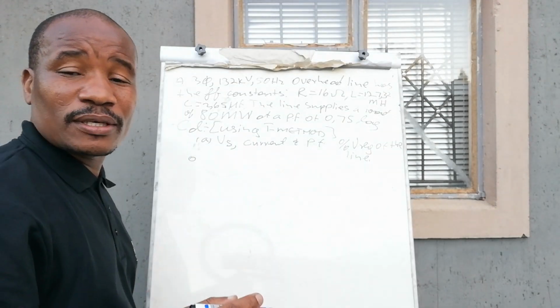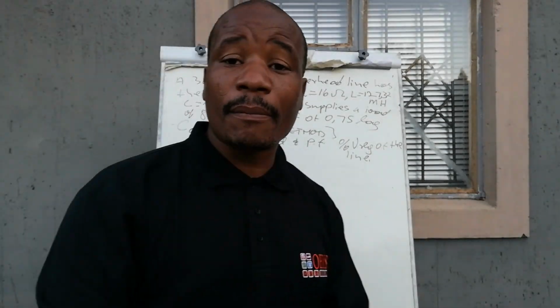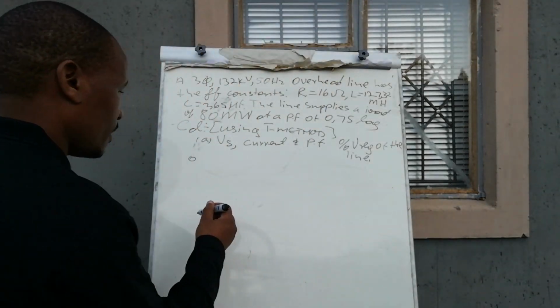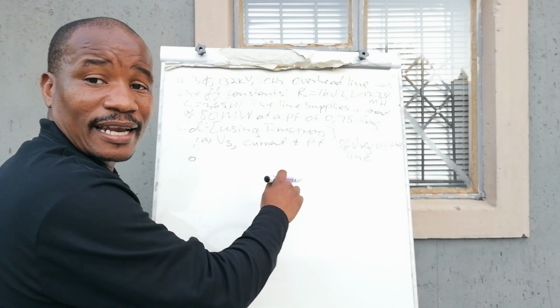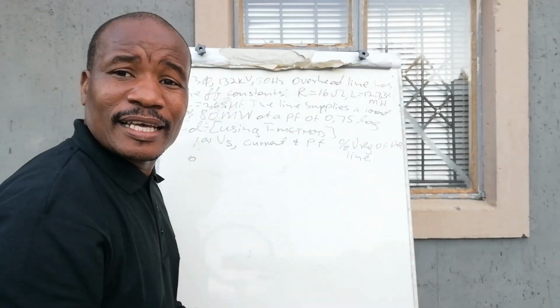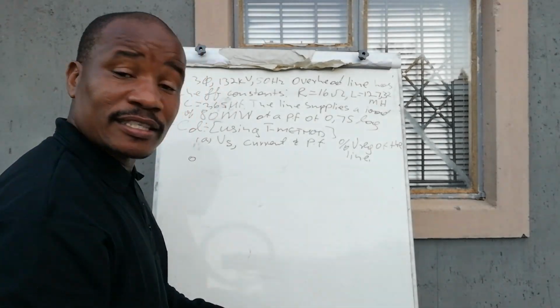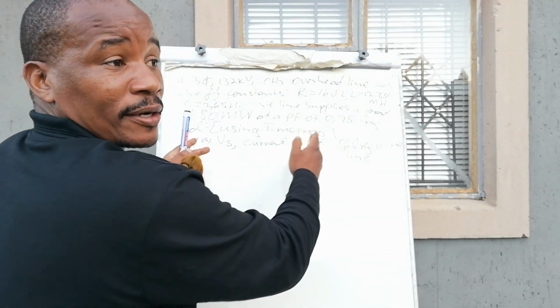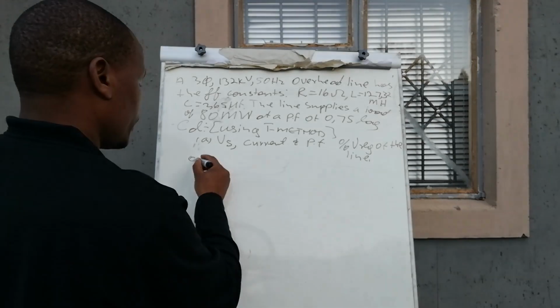You remember, in a short line, there is no capacitance. Why? Because the line is very short. Therefore, the capacitance is not brought into play too often. But in a long transmission line, it has to be brought into play. And normally, it is lumped at the center of the transmission line, while the inductance is normally lumped on either side of the transmission line, and this is the case.